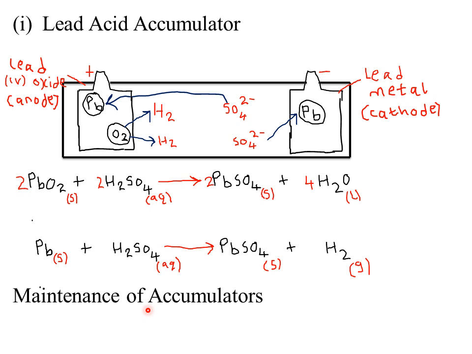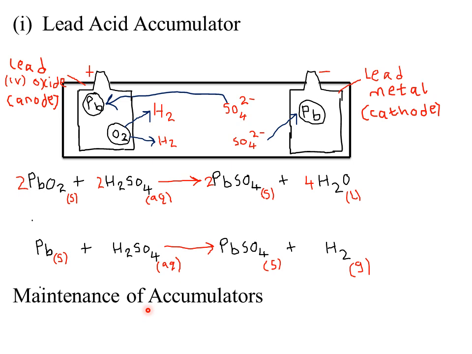The process of filling the accumulator with distilled water to maintain the level of the acid. The process of filling the electrolyte with the distilled water to regain its initial level. So we are saying that topping up should be done by distilled water and not the acid. Why should we do topping up using the distilled water and not the acid?